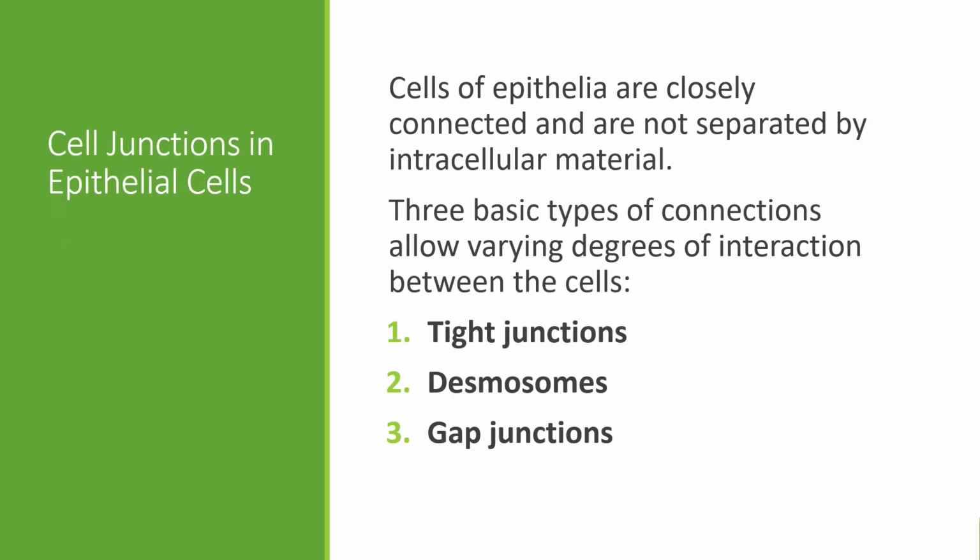When we look at epithelial tissue, it is a sheet of tissue. So what's holding all of those individual cells together? They're not separated by any type of intracellular material, so the cells have to be connected to each other. There are 3 different main ways that the cells are connected to each other. One is called a tight junction, another is called a desmosome, and the final is called a gap junction.